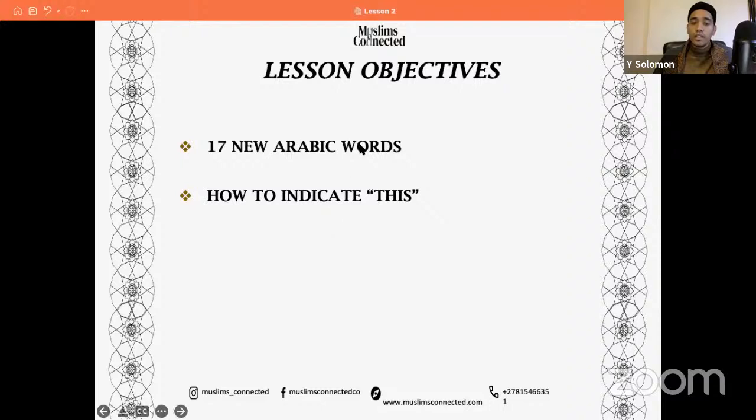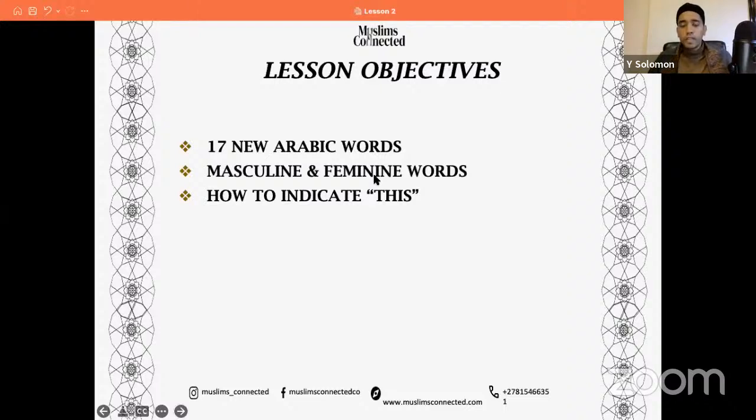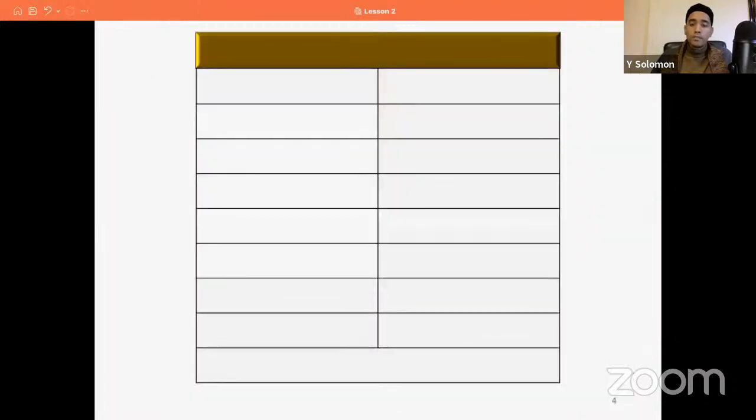We'll learn also 17 new Arabic words, Bismillah ta'ala. And we'll also speak about masculine and feminine words in the Arabic language. We had a brief introduction to this concept in the previous lesson. Inshallah, today we will take this concept full on. Okay, let's start with the new vocabulary.